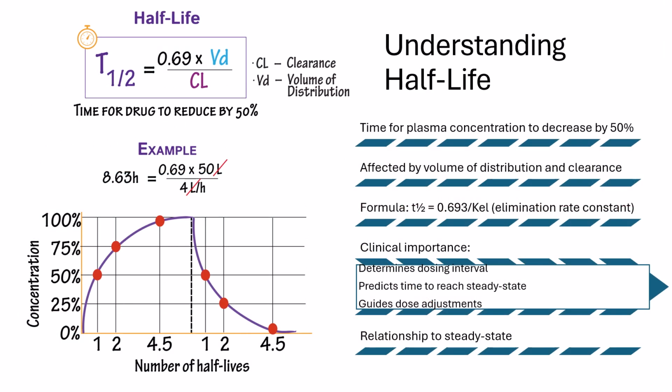Half-life is the time it takes for plasma concentration to decrease by 50%. It's affected by both volume of distribution and clearance, factors we've discussed as being significantly different in neonates. The formula is T1/2 equals 0.693 divided by the elimination rate constant. Half-life has important clinical implications. It determines appropriate dosing intervals, predicts how long it will take to reach steady state, and guides dose adjustments. A key relationship: it takes about 4 to 5 half-lives to reach steady state with repeated dosing. For drugs with long half-lives in neonates, this may mean steady state isn't reached for days or even weeks.